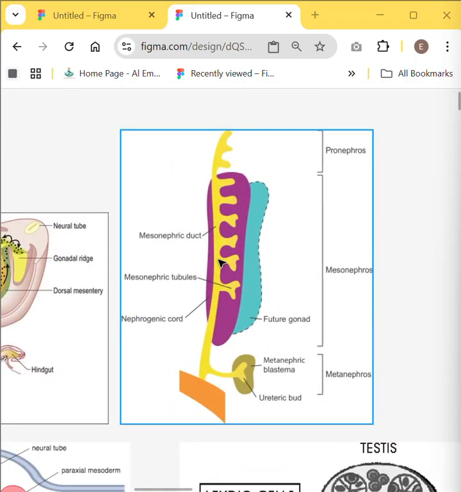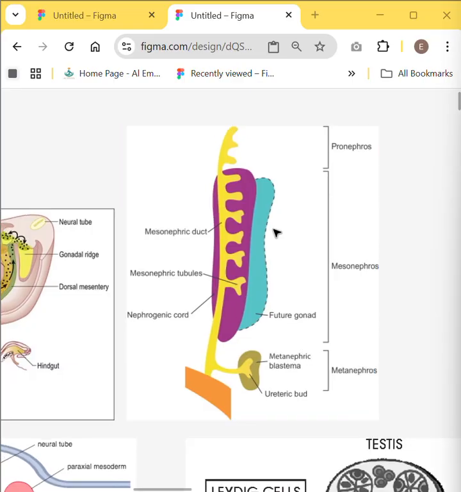So this is the mesonephric duct, the mesonephric tubules, the nephrogenic cord. The interaction between the metanephric blastema and ureteric bud develops the entire kidney system. And these are the future gonads. This is the genital ridge that somehow overlies the embryonic kidney, right?